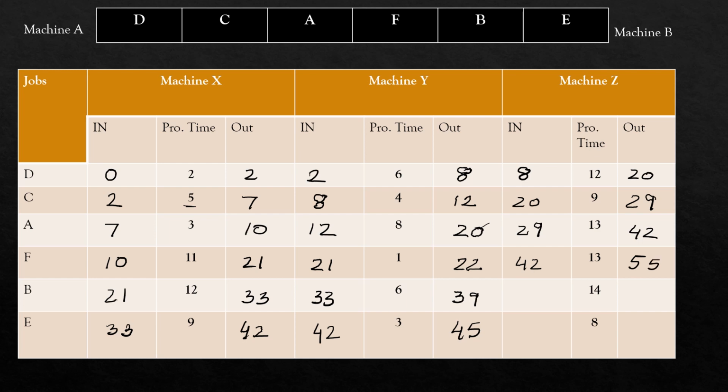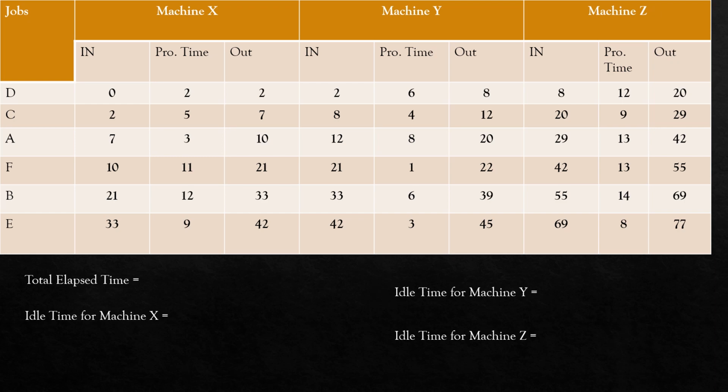B will start getting processed at 55 hours, plus 14, it will get completed at 69 units of time. Then E will start getting processed only when B is complete, so at 69 hours, it will start, plus 8, 77, right? So the total time in which all the jobs get processed on machines X, Y, and Z is 77 units of time. So let us make it in a proper manner.